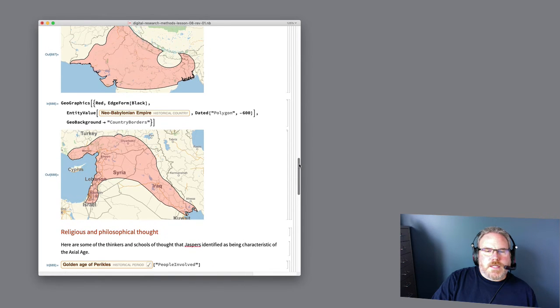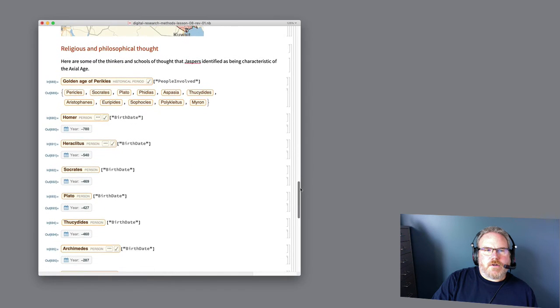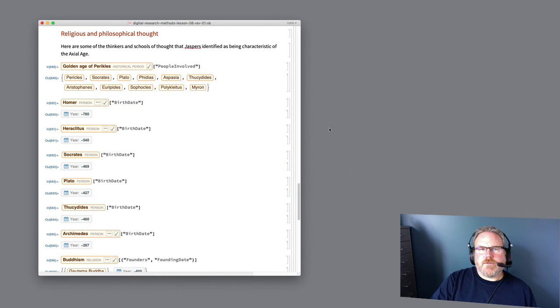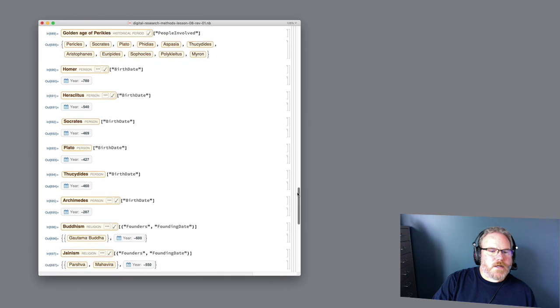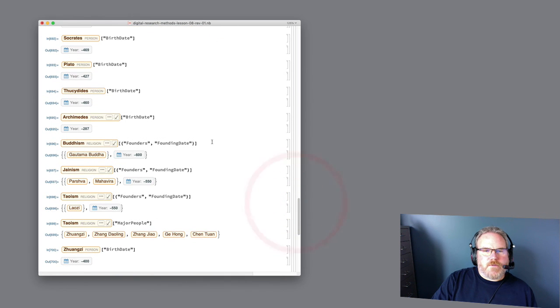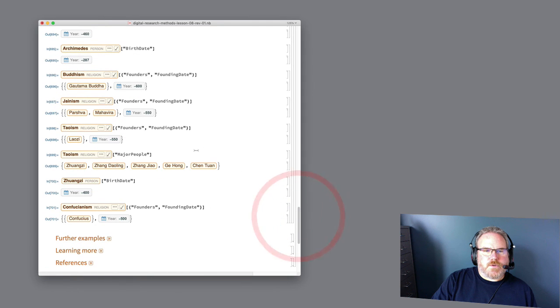Now we can also use entities to learn about various schools of religious and philosophical thought. So if we start with one of these historical periods, we can ask for the people who were involved in it, and then we can ask for information about those individual people, and that's what this next set of entities does. We just grab the birth dates of the people involved in the so-called Golden Age of Pericles. We can ask for information about the founders of particular religions and their founding dates. We can ask for people associated with philosophical schools of thought, like the major people of Taoism, and so on.